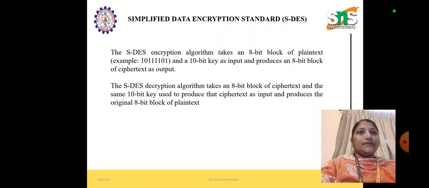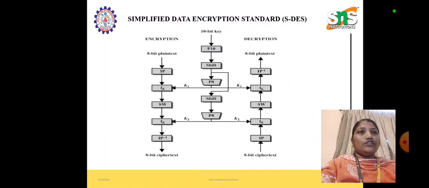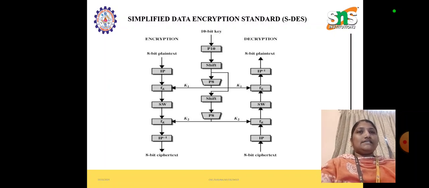The main key features of S-DES lie in the key length, block size, rounds and the key structure. The key length is 10 bits, compared to 56 bits in DES. Next is the block size: 8 bits compared to 64 bits in DES. Rounds: 2 rounds compared to 16 rounds in DES. Key structure: 2 subkeys of 8 bits each are generated from the 10-bit key. So S-DES uses the same overall structure as DES, based on the Feistel structure with substitution and permutation operations.